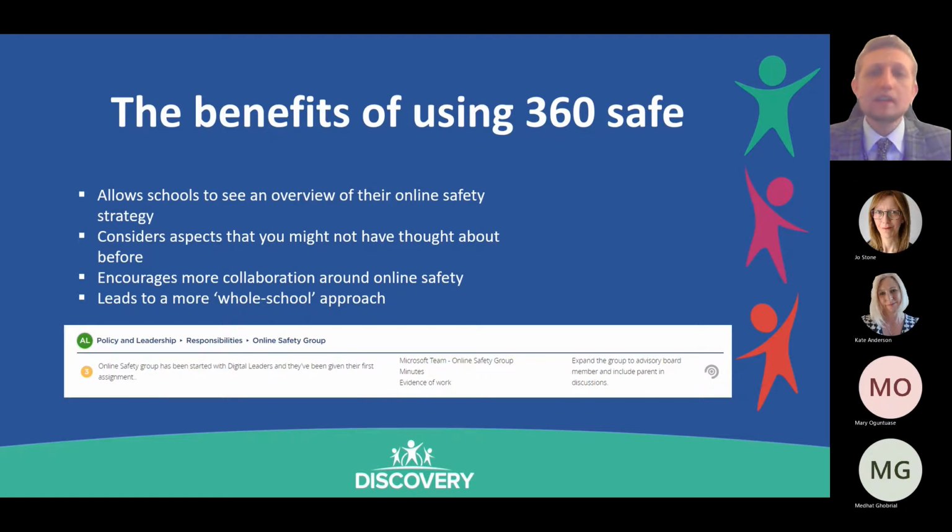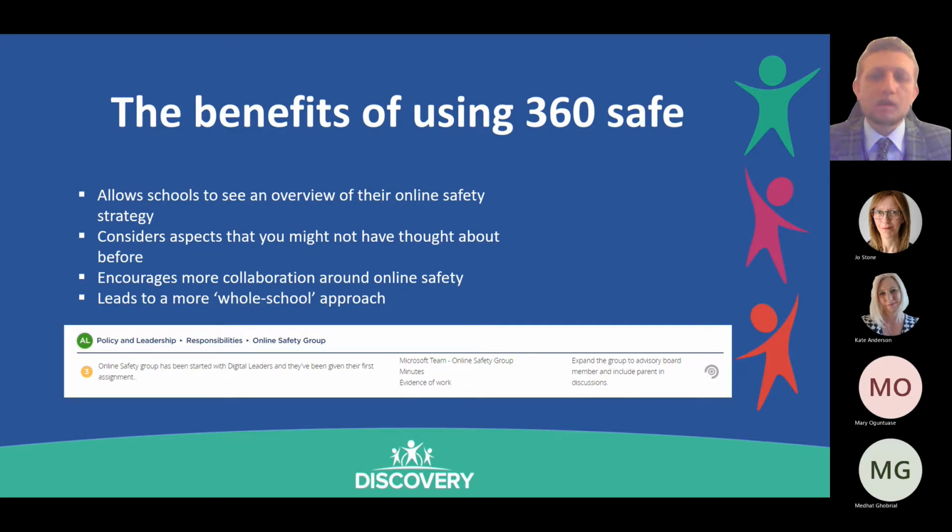One of the key things in the Keeping Children Safe in Education document this year was the need for a whole school approach to online safety. I think the 360 tool really takes this into account and forces you to be very collaborative with all stakeholders, and the community of your school as well.